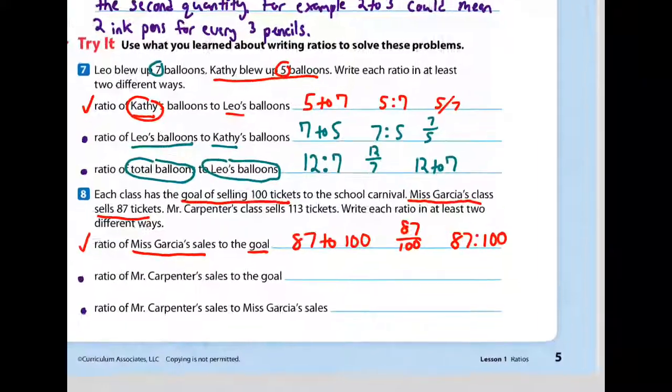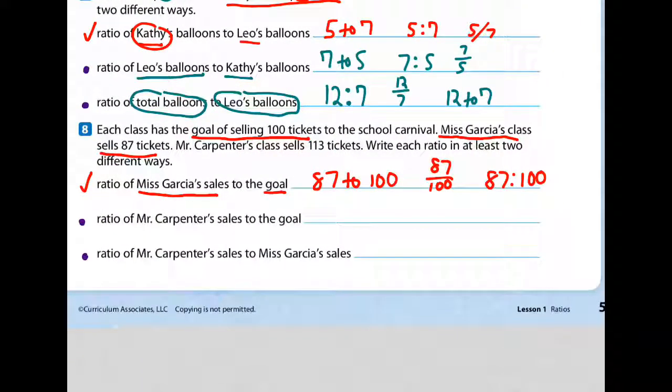All right, so let's go down and finish number 8. So the first part says ratio of Mr. Carpenter's sales to the goal. So remember, Mr. Carpenter, it says Mr. Carpenter's class sells 113 tickets. So that has to come first, the 113. And the goal, just like before, says each class has a goal of selling 100 tickets. So it's 113 to 100. And have that at least 2 different ways.